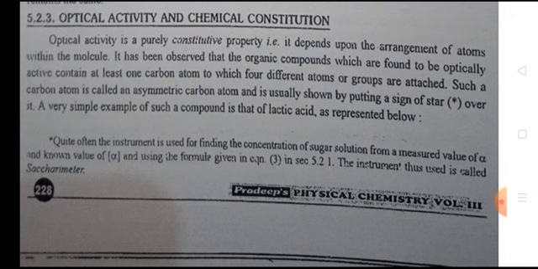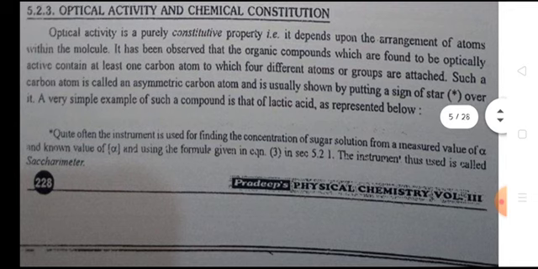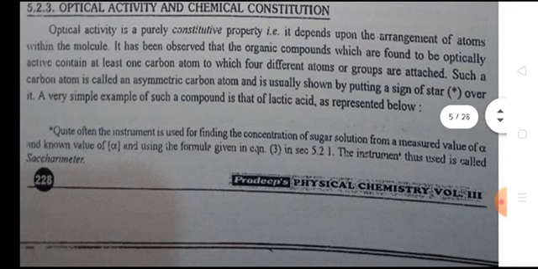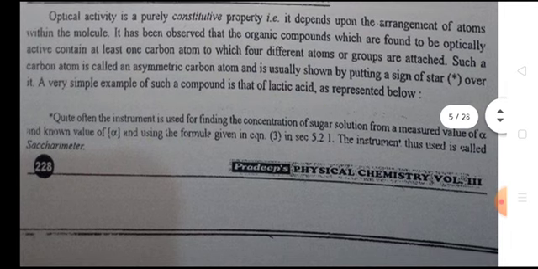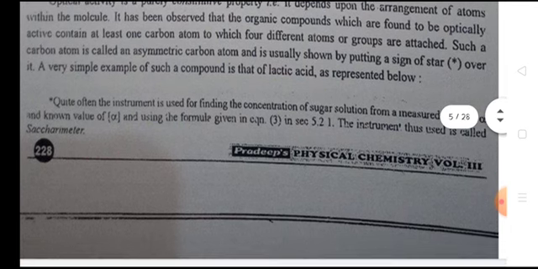Optical activity and chemical constitution. Optical activity is a purely constitutive property, that is, it depends upon the arrangement of atoms within the molecule. It has been observed that the organic compounds which are found to be optically active contain at least one carbon atom to which four different atoms or groups are attached. Such a carbon atom is called an asymmetric carbon atom and is usually shown by putting a star sign over it.